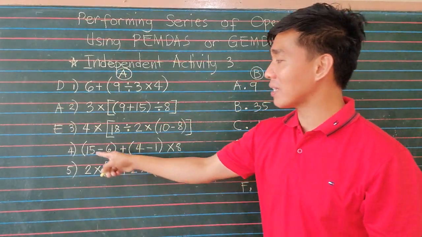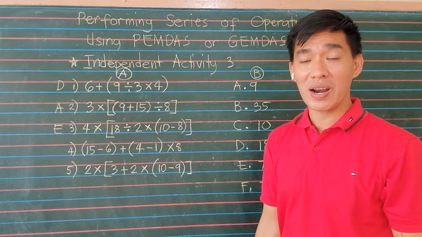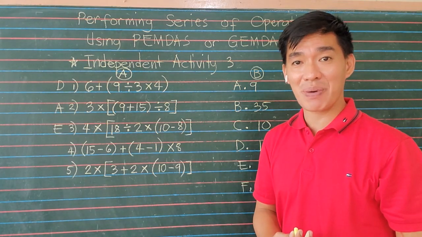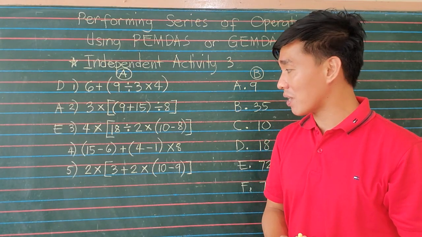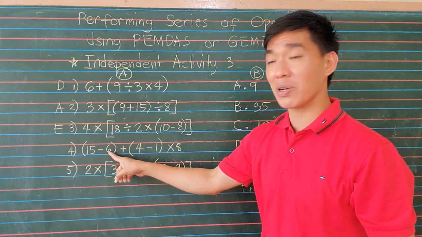Let's proceed to item number 4. I think we do have a problem with item number 4. I think there's a correction for item number 4, so we will just skip item number 4. Because the answer here is 15 minus 6, that is equal to 9.